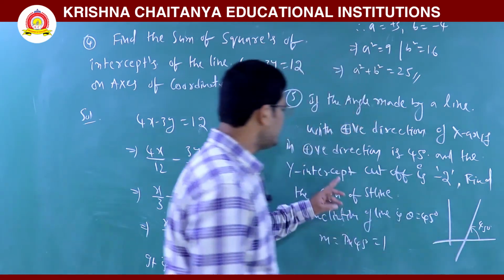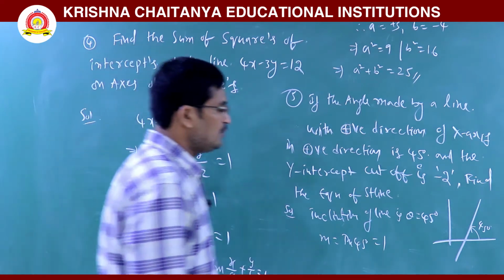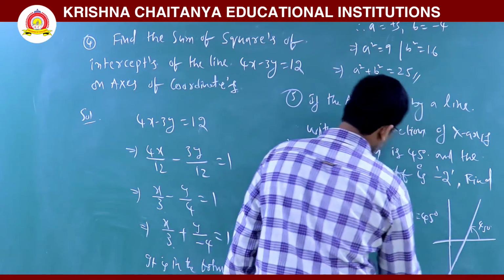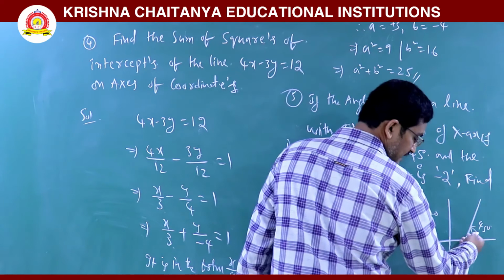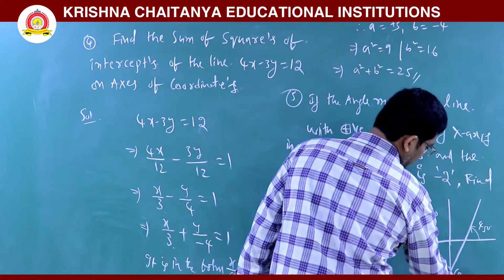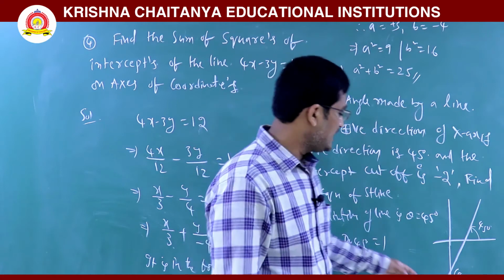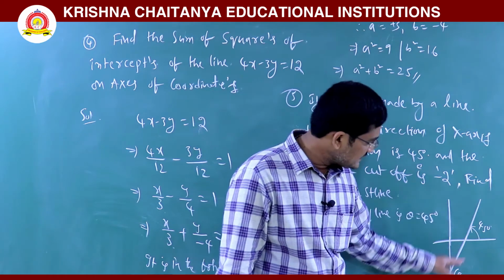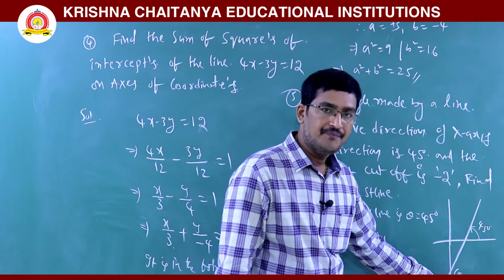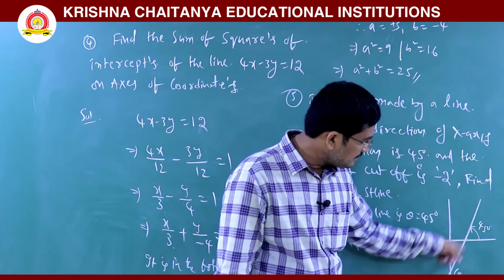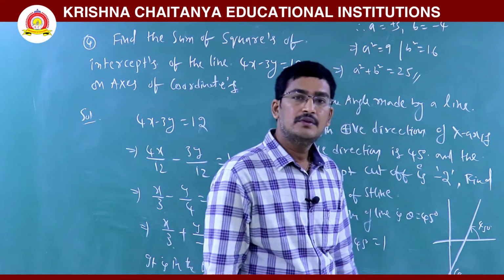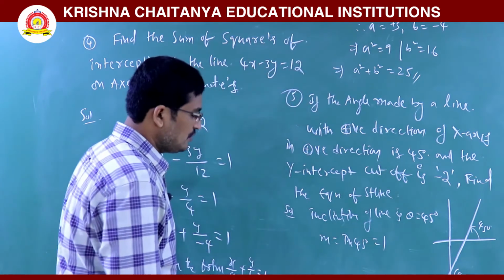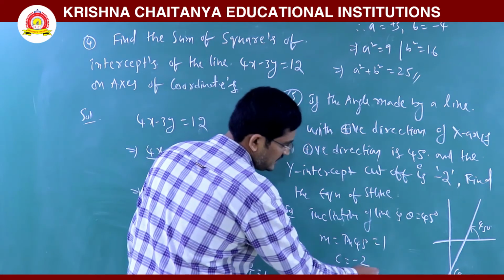And it is also given that the y-intercept cutoff is minus 2. Y-intercept cutoff means the line cuts the y-axis. The y-intercept is minus 2. The line cuts the y-axis at the point 0 comma minus 2. Then only we can say the y-intercept of this line is minus 2. We denote the y-intercept of the line with C. So C is equal to minus 2.